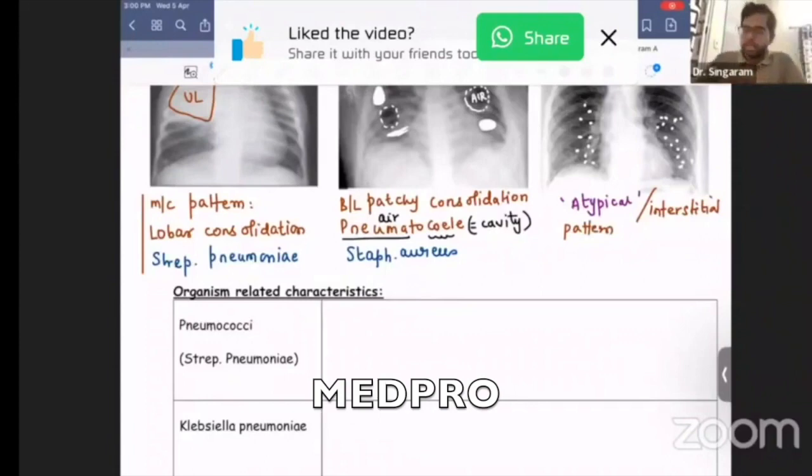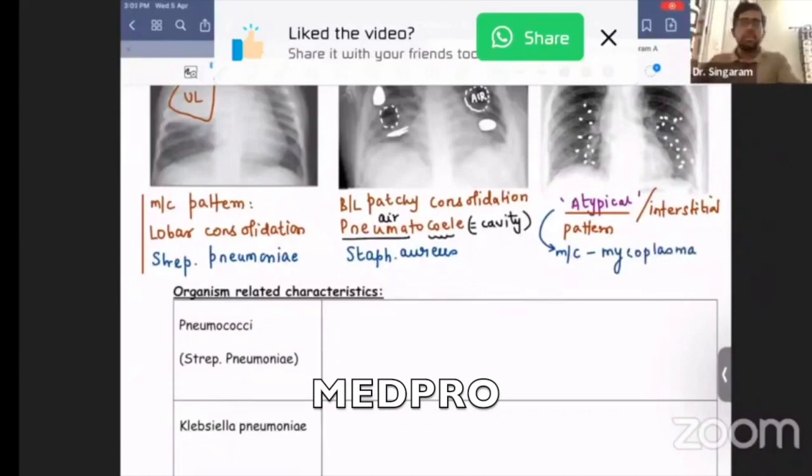Now, this interstitial pattern or the atypical pattern, the clue is in the name itself. What is that? Atypical organisms. Most commonly, this atypical pattern is caused by the most common atypical organism. What is that? It is Mycoplasma.